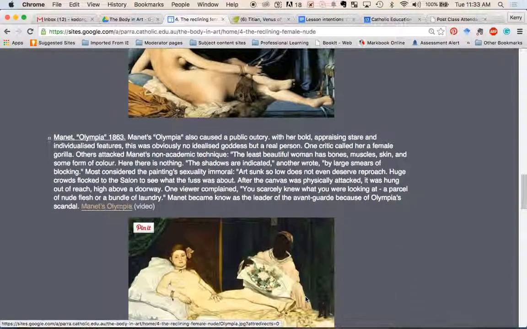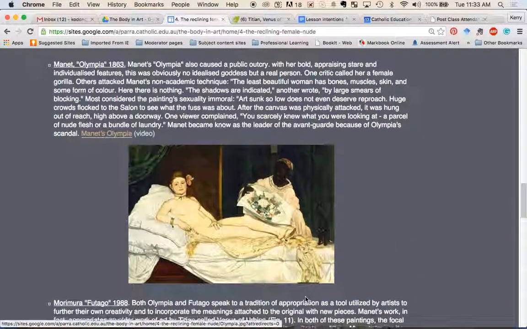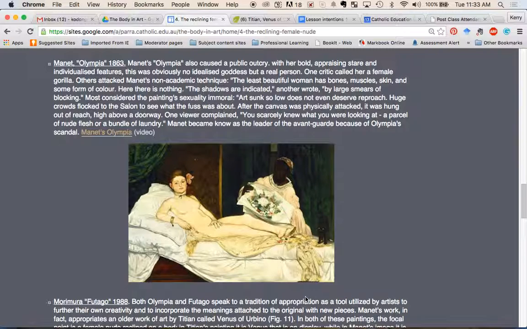Then we move into the mid-1800s with one of my favourite artists called Manet. Now, Manet is doing something deliberately antagonistic. Can we remember what this painting was playing with? The prostitute. Okay, so we've got a prostitute here. Is she just any ordinary kind of prostitute? She's like the most popular one. Do you know what that was called?